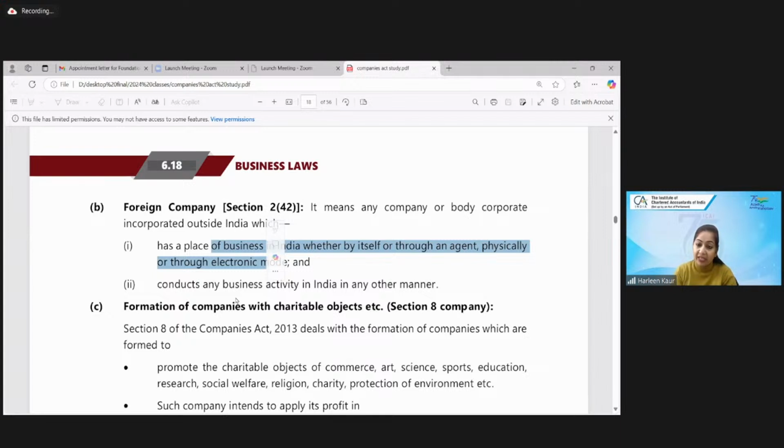Either I am having any office or through an agent, I am having a place of business. By whatever mode I am having a place of business in India, then it becomes a foreign company and you conduct the business activity in India. So both the conditions have to be seen, and if business activity is being conducted in India, then you become a foreign company.